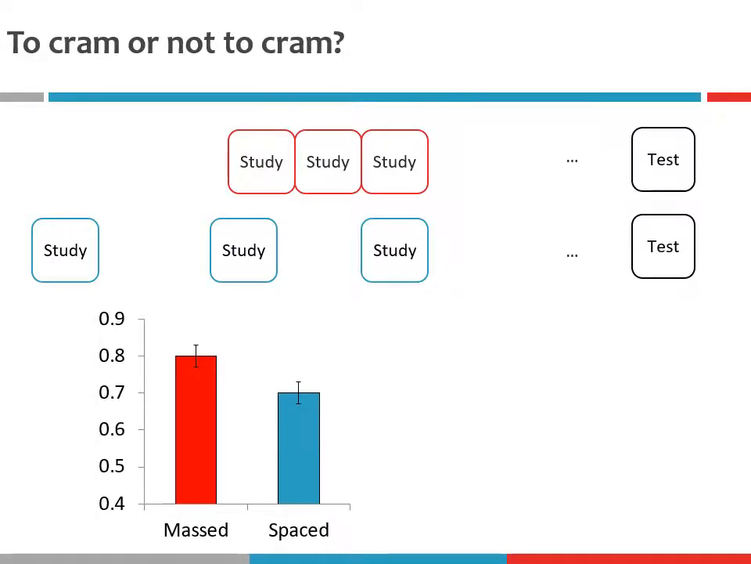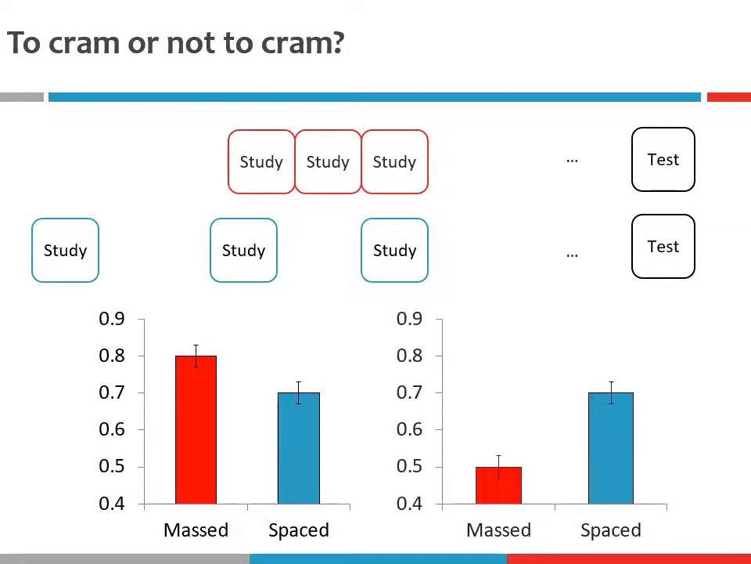But if we now compare performance 1 week later, we again see the inverse, right? So people who engaged in a massing or cramming strategy in red are now only going to be able to recall about 50% of the passage, whereas those who engaged in a spacing strategy are going to be able to retain most of the information that they learned initially.